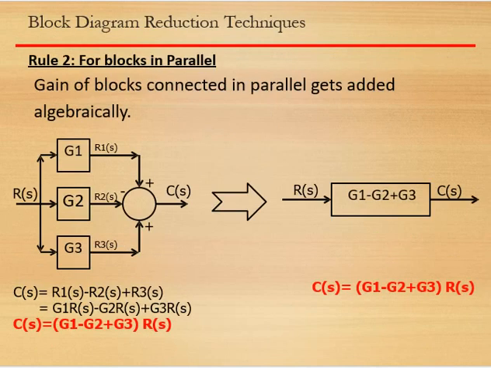The second rule is for blocks in parallel. Okay, so gain of blocks connected in parallel gets added algebraically. So if you see this diagram, left side diagram, this is your G1, this is your G2, and this is G3. So these are the gains of these particular blocks, and these blocks are connected parallelly. Means what? The signal RS is given here, and here we can say that is the take-off point. From this take-off point, that signal is given to this G1 block, and it is also given to the G3 block.